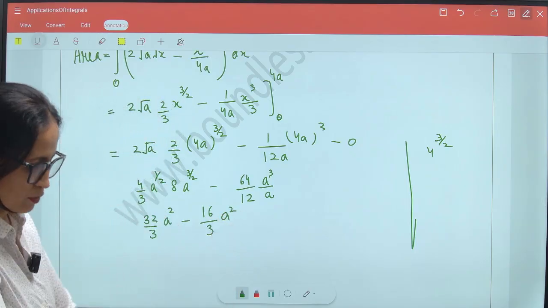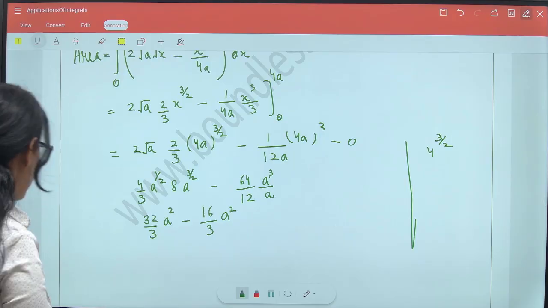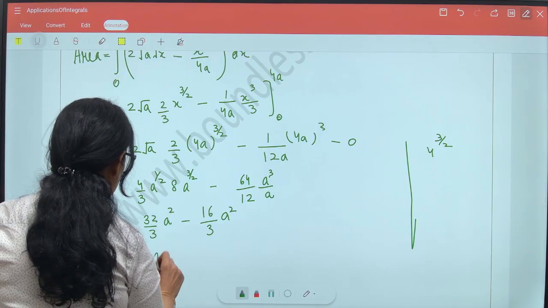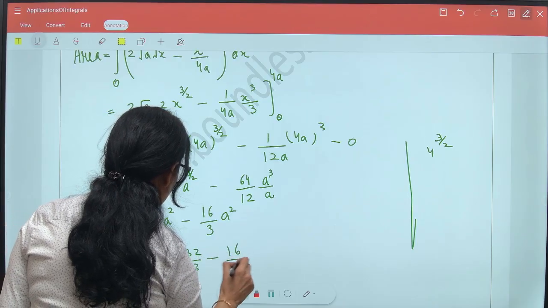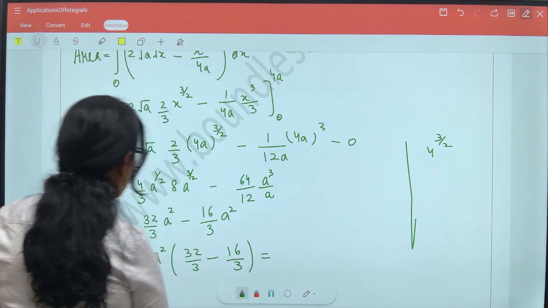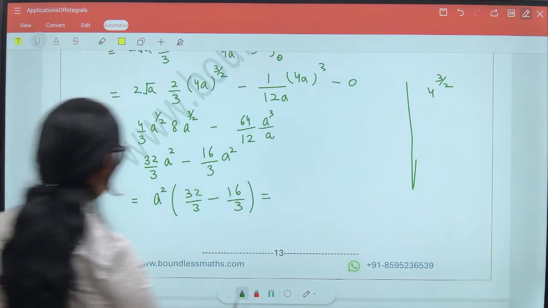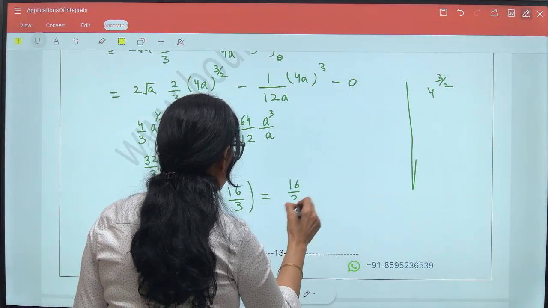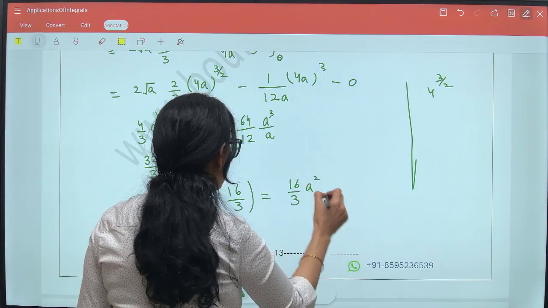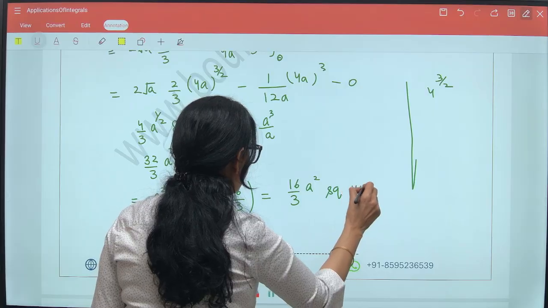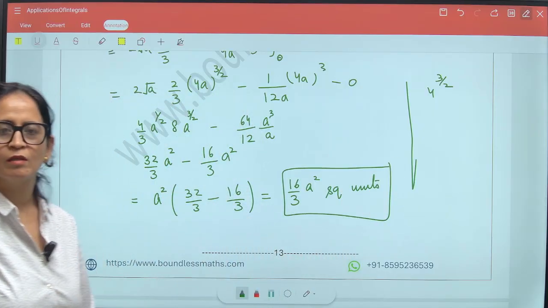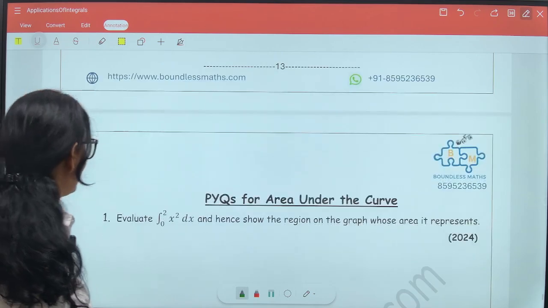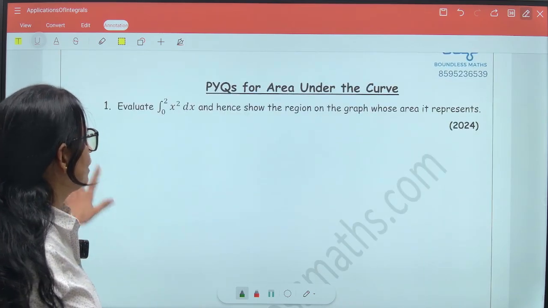Take a square common here and you will have 32 by 3 minus 16 by 3. How much is 32 minus 16? It is 16 by 3. So that means the required area is 16 by 3 a square square units. Done? Wonderful. So let's come to the PYQs for area under the curve.